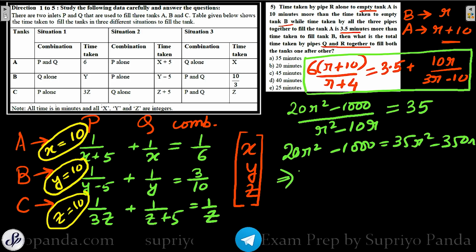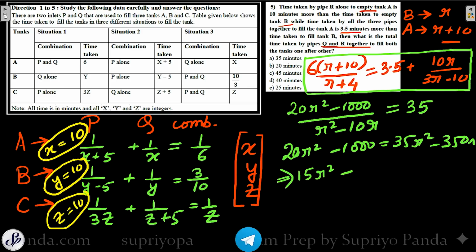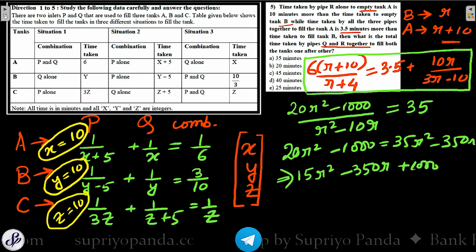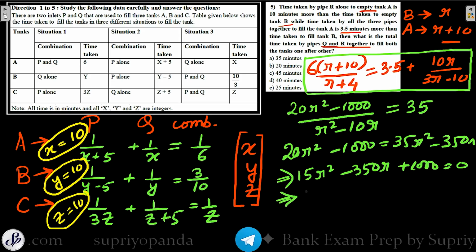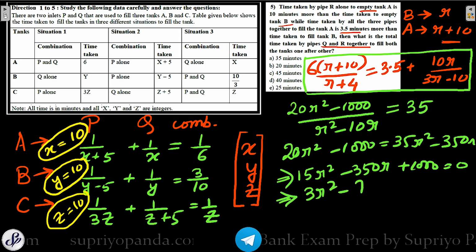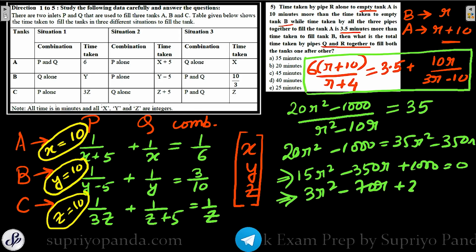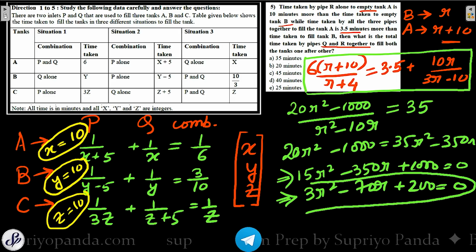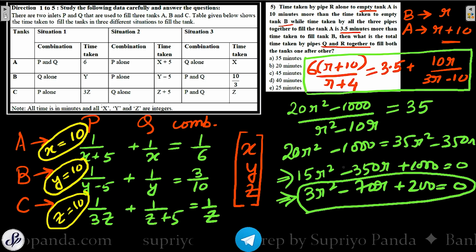35 minus 20, this will be 15r square minus 350r plus 1000 equal to 0. This can actually become 3r square minus 70r plus 200 equal to 0. So this will be our equation. So let us just write down this equation in a fresh area.